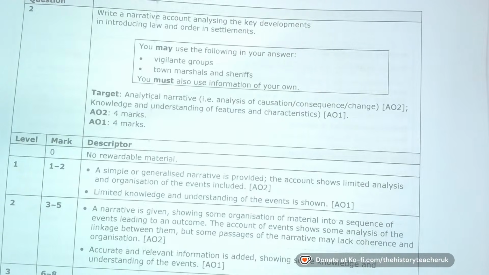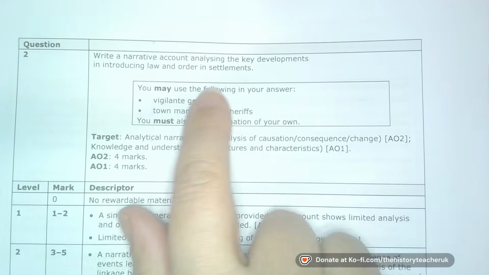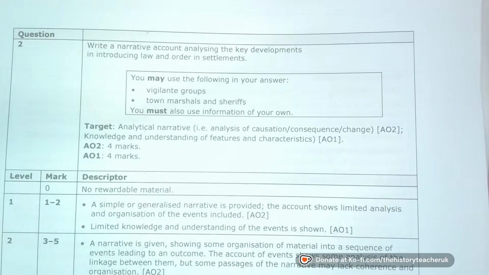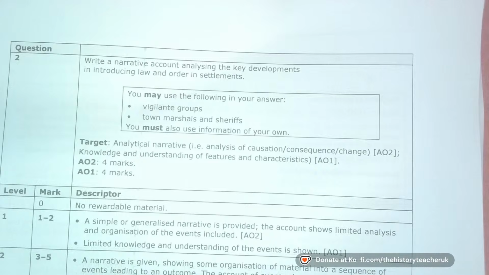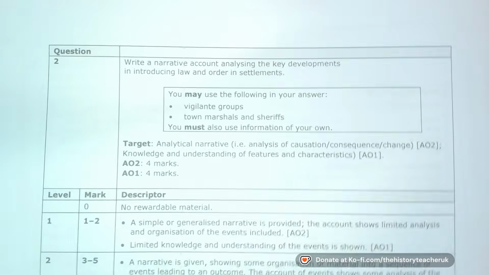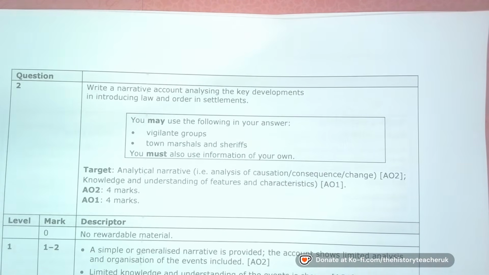So, this one we're going to have a look at is: write a narrative account analysing the key developments in introducing law and order in settlements. This one is quite a wide breadth, covering most of our period, because it's looking at how law and order develops over the whole period.